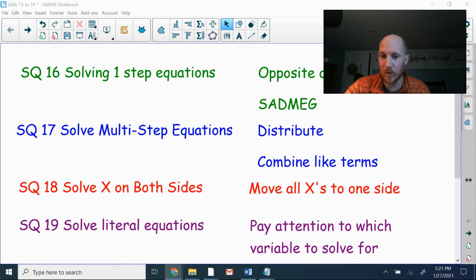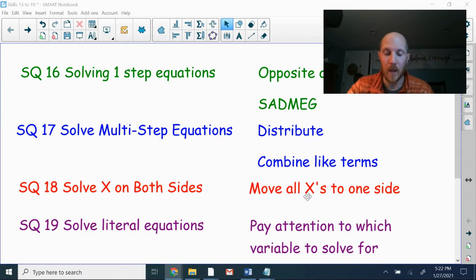Skill 17, multi-step equations, we're going to see some additional steps involved. So distributing and combining like terms will show up there. With skill 18, we're going to move all of the x's to one side of the equal sign. You can use either side, left side or the right side, but we want to get all the x's together on one side, so we'll have to cancel them from one of the sides and get them all collected onto the other side.